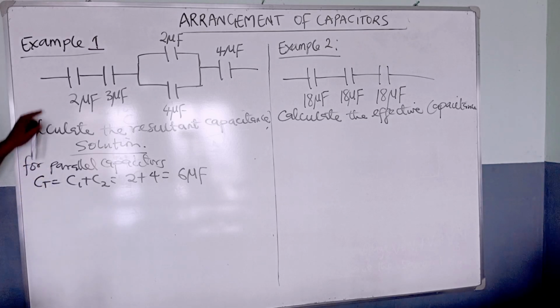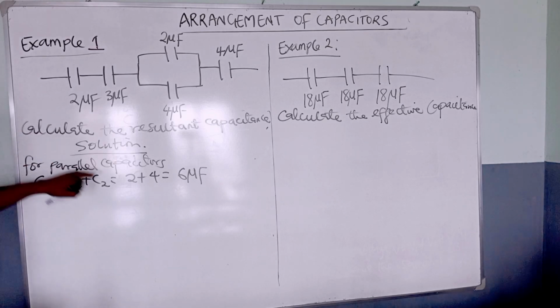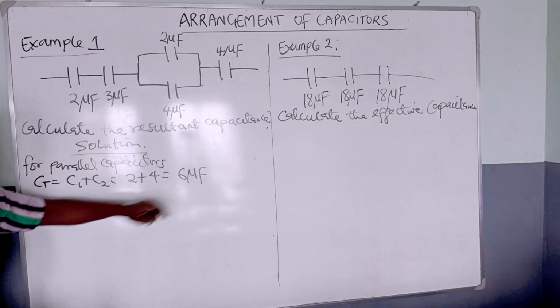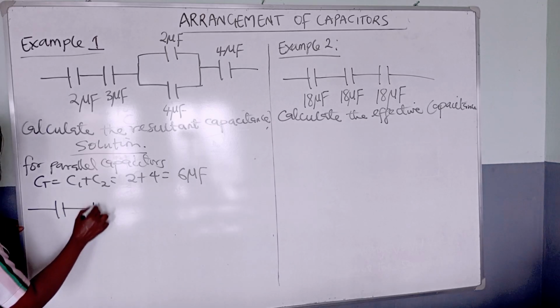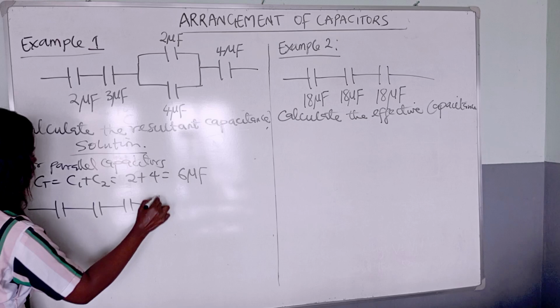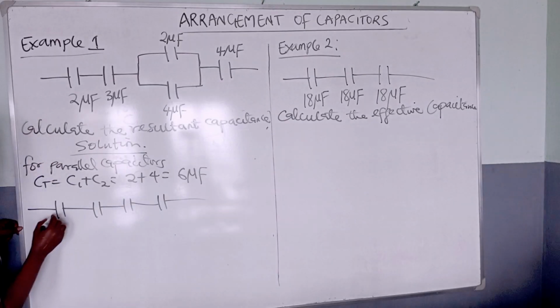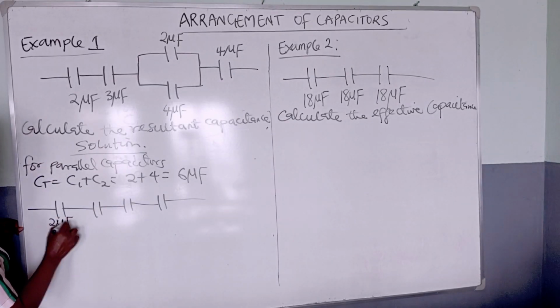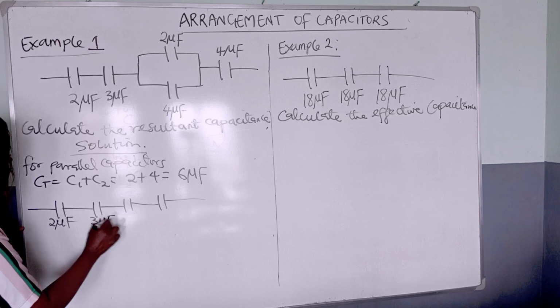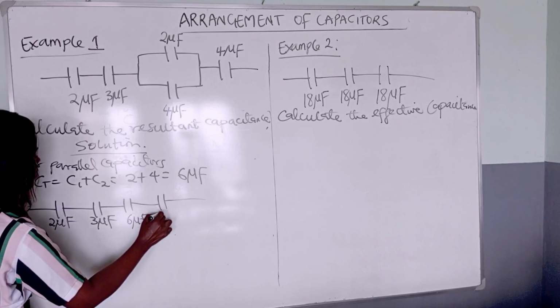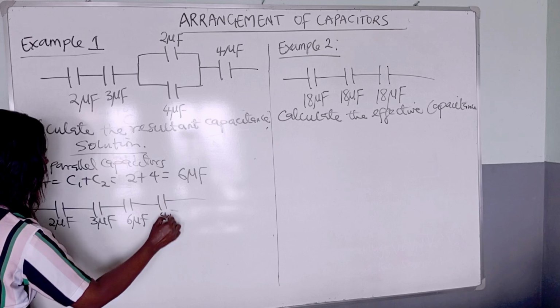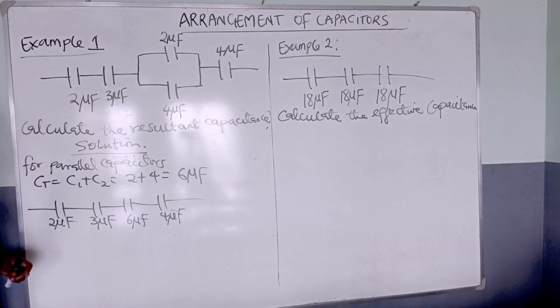So looking at it, my diagram will change, because here will be replaced with 6 microfarad. So I will have this diagram to be this way. Okay, so this is 2 microfarad, 3 microfarad. Now this one, 6 microfarad and 4 microfarad. What you're going to do is to solve it in series.